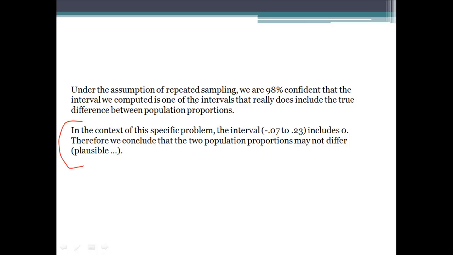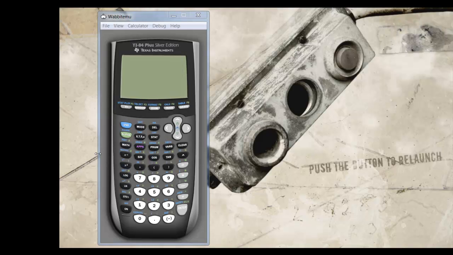And then here's our, hopefully by now, routine statement about repeated sampling. We're 98% confident that our interval is one of the intervals that really includes, in this case, the true difference between the two population proportions.